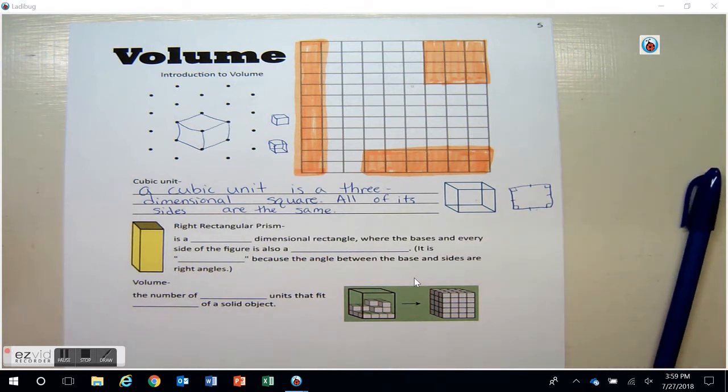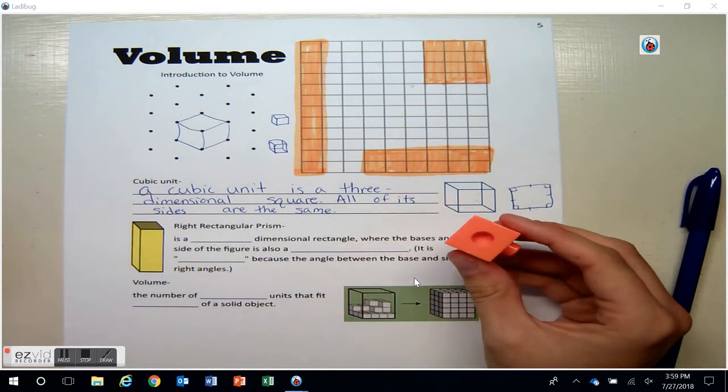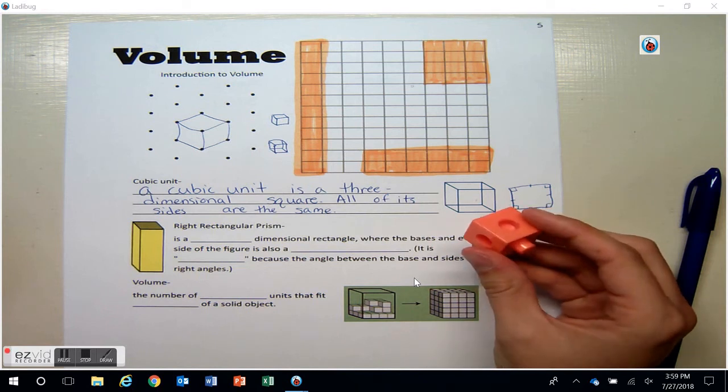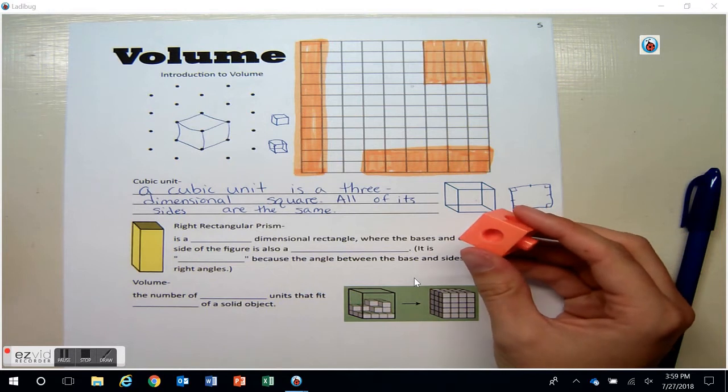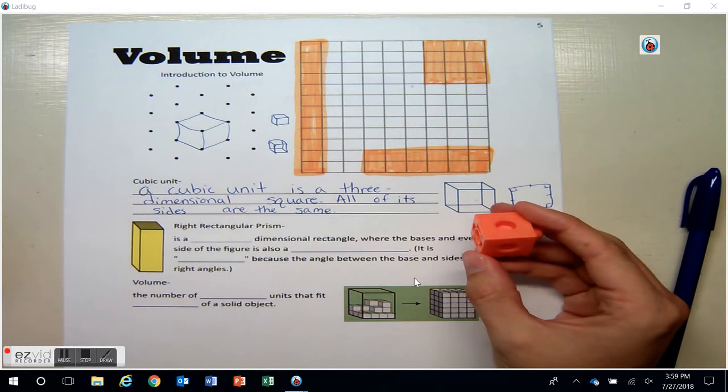Speaking of cubes or cubic units, in our math class today, you would be given these cubes, and you would be given 24 of these cubic units and asked to make a shape. If you happen to have these cubes, go for it. Make any shape that you want and pause the video now.